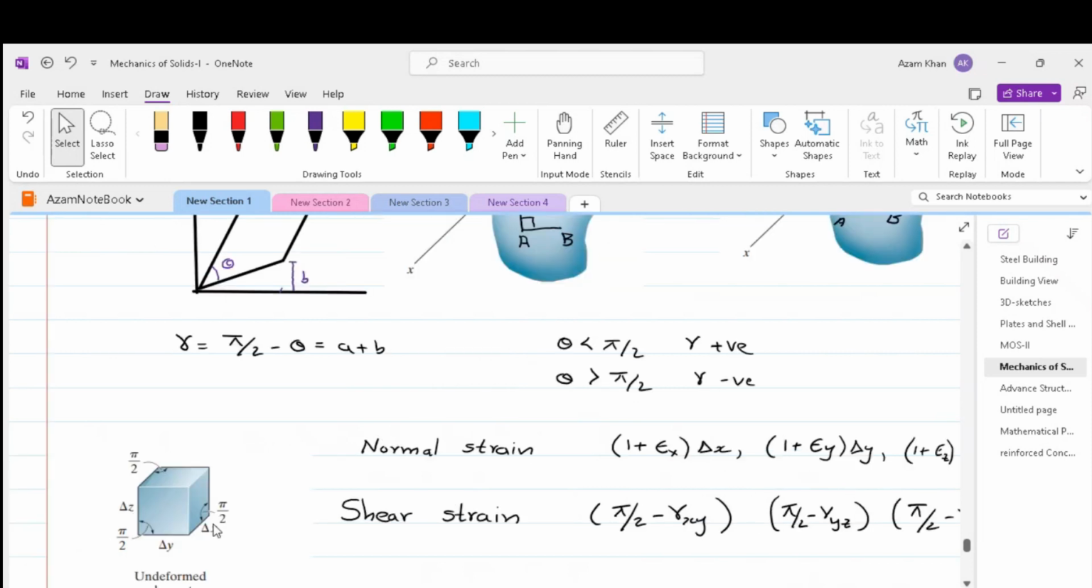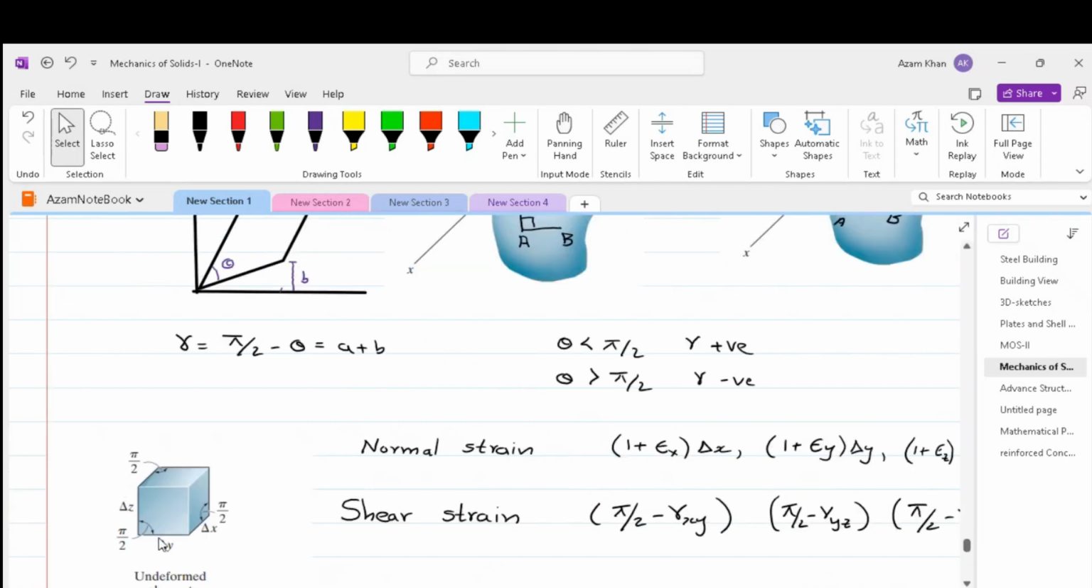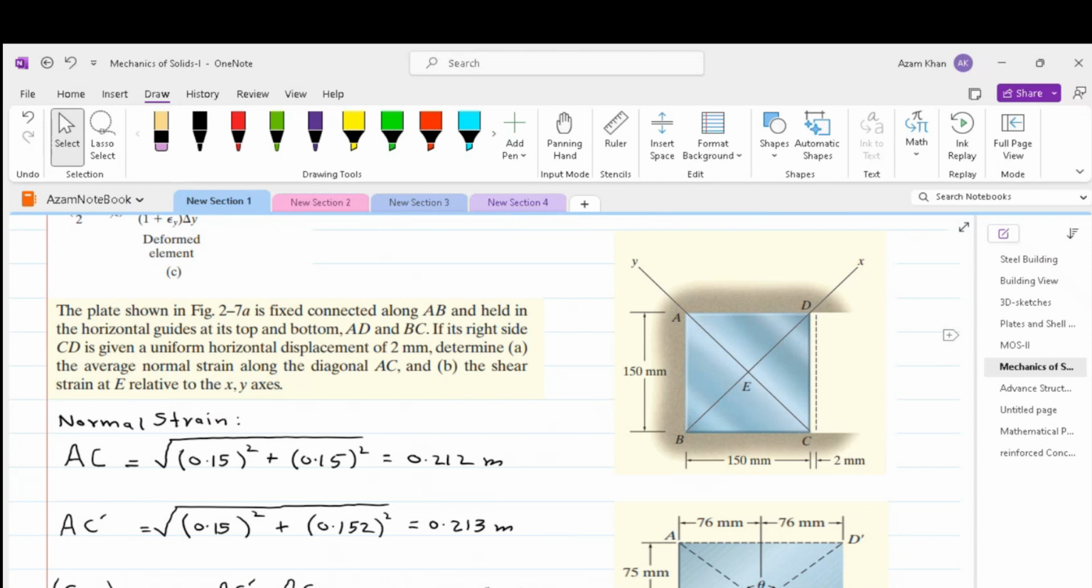All these three strains are normal strains, which produce change in the volume of the element. The angles, on the other hand, change to pi by 2 minus gamma xy, pi by 2 minus gamma yz, and pi by 2 minus gamma xz. The shear strain produces change in the shape of the element. Let us solve one problem to discuss this further.